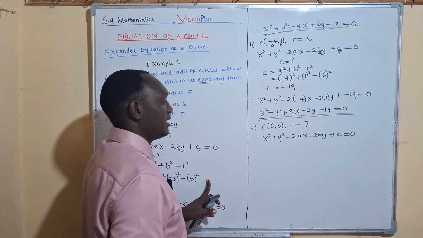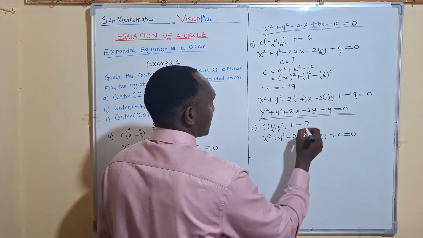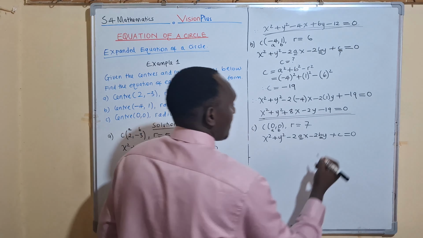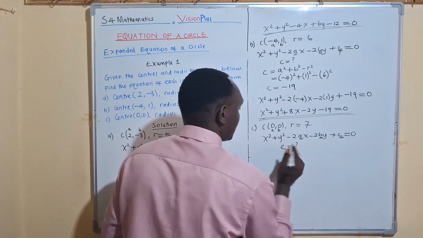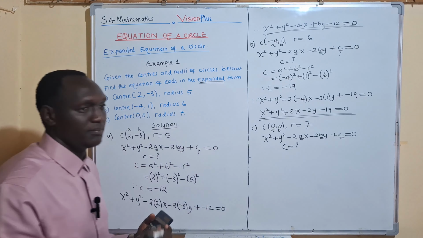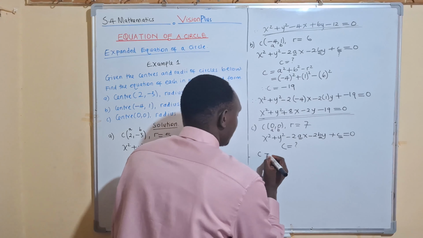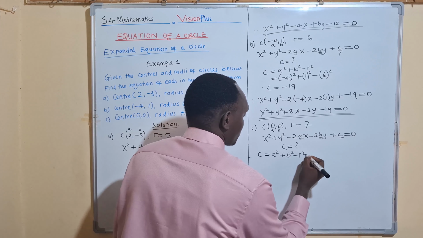That is the expanded equation of a circle where A and B are coordinates of the center and R is the radius. We have A and B, which are the coordinates given, but we don't have C. And we know that C is not given anyway. So we just need to find C, we substitute for A, B, and C, and that is the answer. But we know that C is given by A squared plus B squared minus R squared.